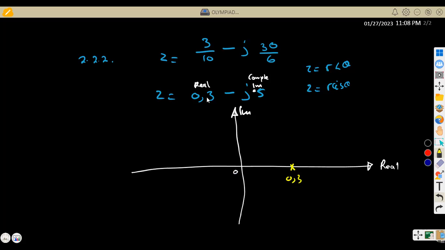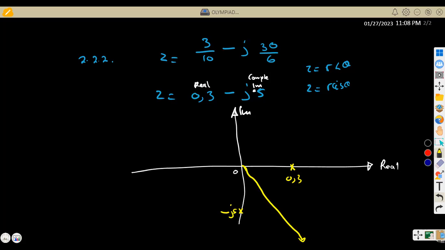All right, then the same z on the imaginary part is at minus j5, which means you can just have your minus j5 like this. So it is going to fall into the fourth quadrant, and each point on the diagram is represented from the origin in this manner. Okay, so that's it from the origin.